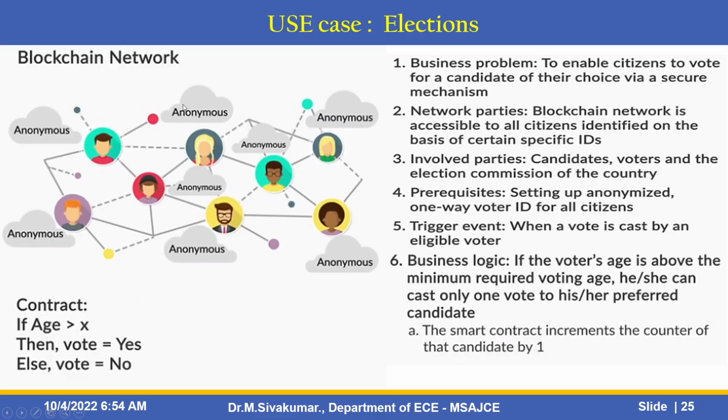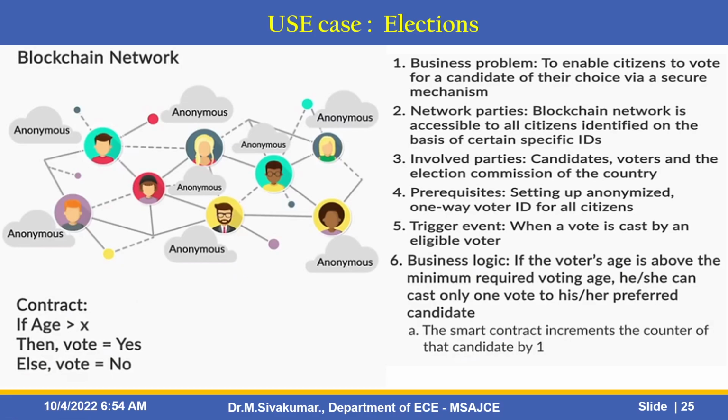Vote equals no. Here the business problem is to enable citizens to vote for a candidate of their choice via a secure mechanism. This is a blockchain secure mechanism. What are the network parties? The blockchain network is accessible to all citizens identified on the basis of specific unique IDs, because blockchain technology has hash functions. The hash is nothing but a unique ID. So a specific ID is created for every citizen. What are the involved parties? Candidates, voters, and the election commission of the country. And the prerequisite is setting up an anonymized one-way voter ID for all citizens.